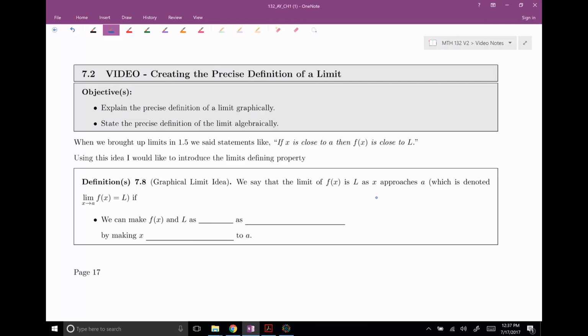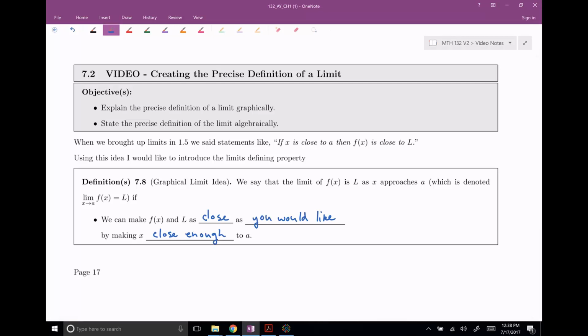So, okay, we say that the limit of f of x is L as x approaches a, which we know we have this nice notation for, the limit as x goes to a of f of x is equal to L, if we can make f of x and L as close as you would like. Like I said, a little wishy-washy, right? But it's heading in the right direction. So we can make f of x and L as close as you would like. Remember, probably not equal to each other, but very, very close to one another, by making x close enough to the value a, right? X is supposed to be approaching a.